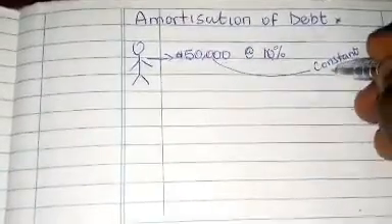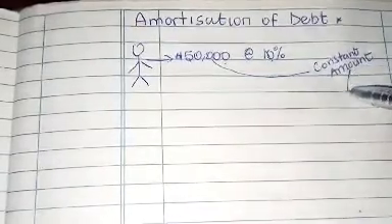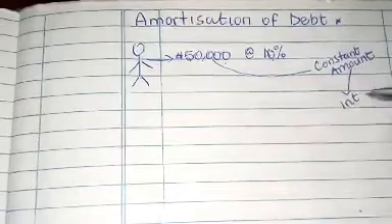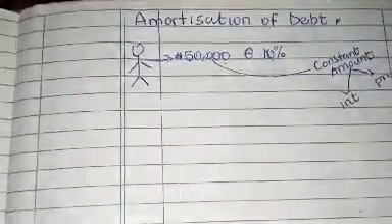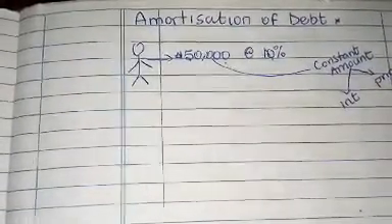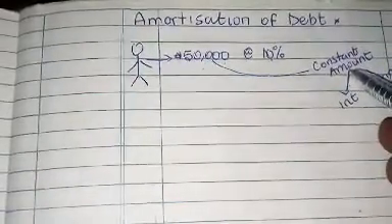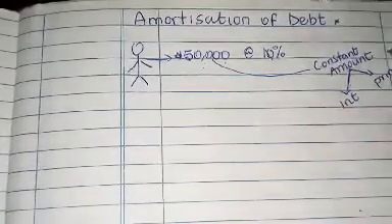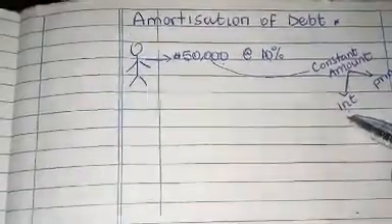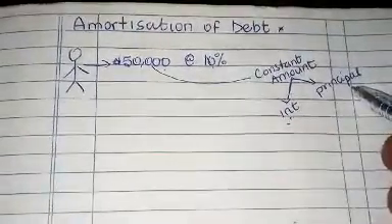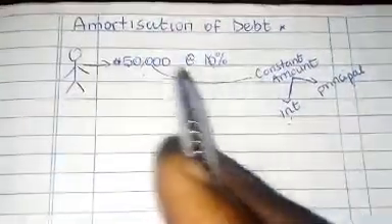A constant amount that will include the interest and part of the debt, which is known as the principal. So he is to pay a constant amount every year. At the end of every year, he will pay a constant amount that will include the interest and the principal. That is what we call amortization. Ordinarily, amortize means to reduce a debt.